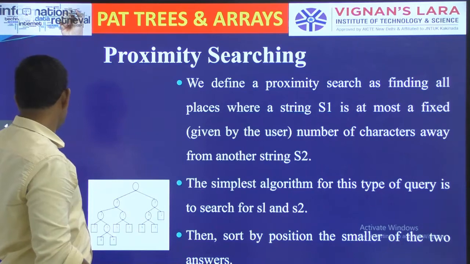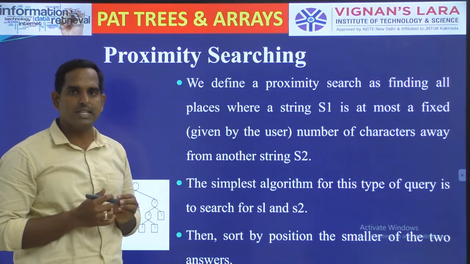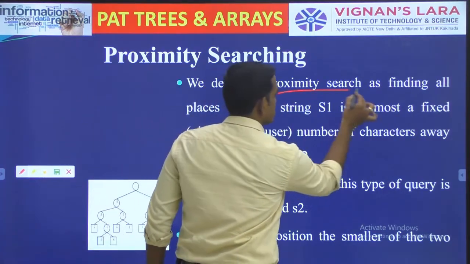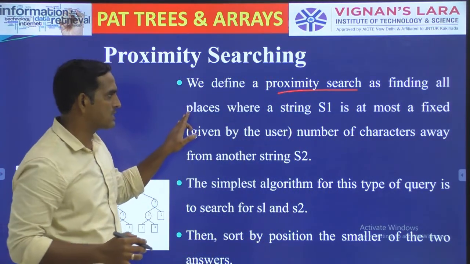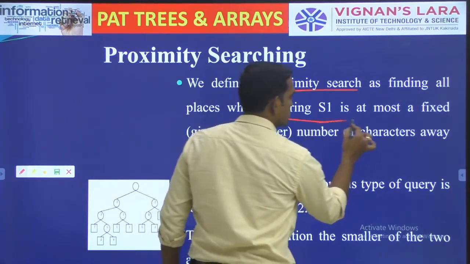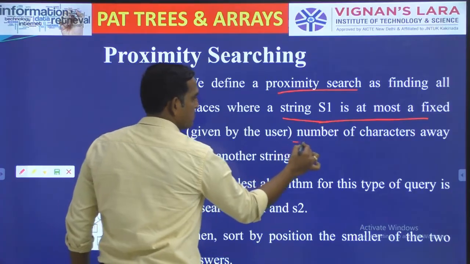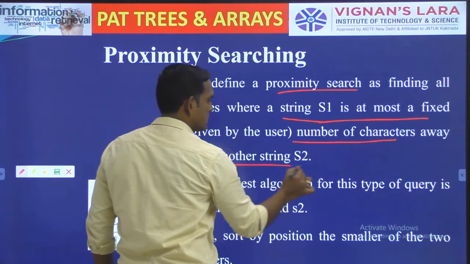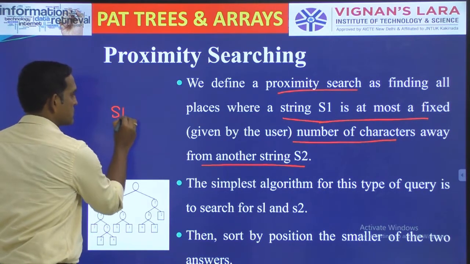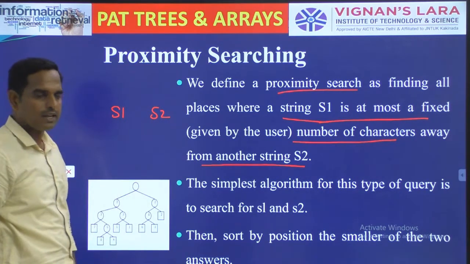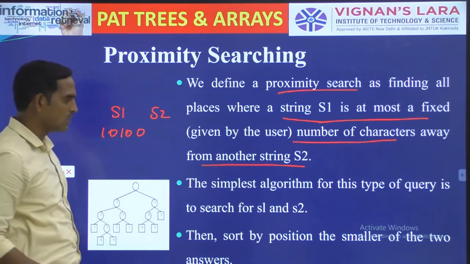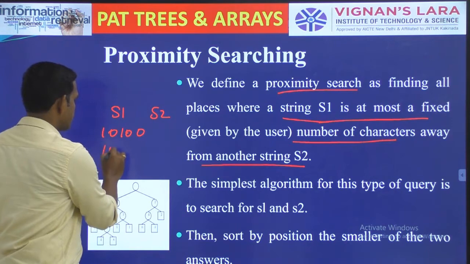The second type of searching is proximity searching. So what is proximity searching? We can define proximity search as finding all the places where string S1 is at most a fixed number of characters away from another string S2. What you are trying to do is you have two strings, S1 and S2. S1 will be one type of string, S2 will be another string.